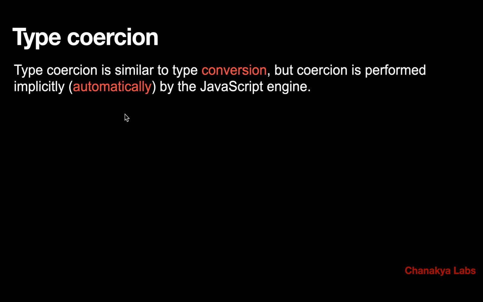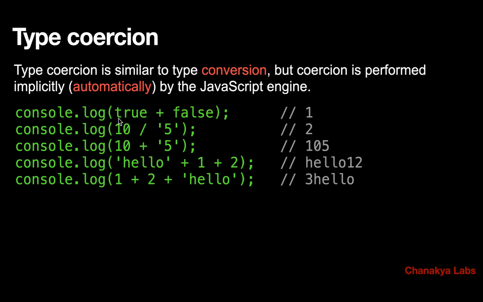internally doing it automatically. So, something like this: let's say I print true plus false, then you see that the value printed is 1. How is 1 printed? Because true is treated as 1 and false is treated as 0, and this automatic internal conversion is what is called coercion. I have not said to convert true to 1, but in order to evaluate this expression, the JavaScript engine automatically did this conversion for us. So 1 plus 0 is 1. Now you see 10 divided by 5.